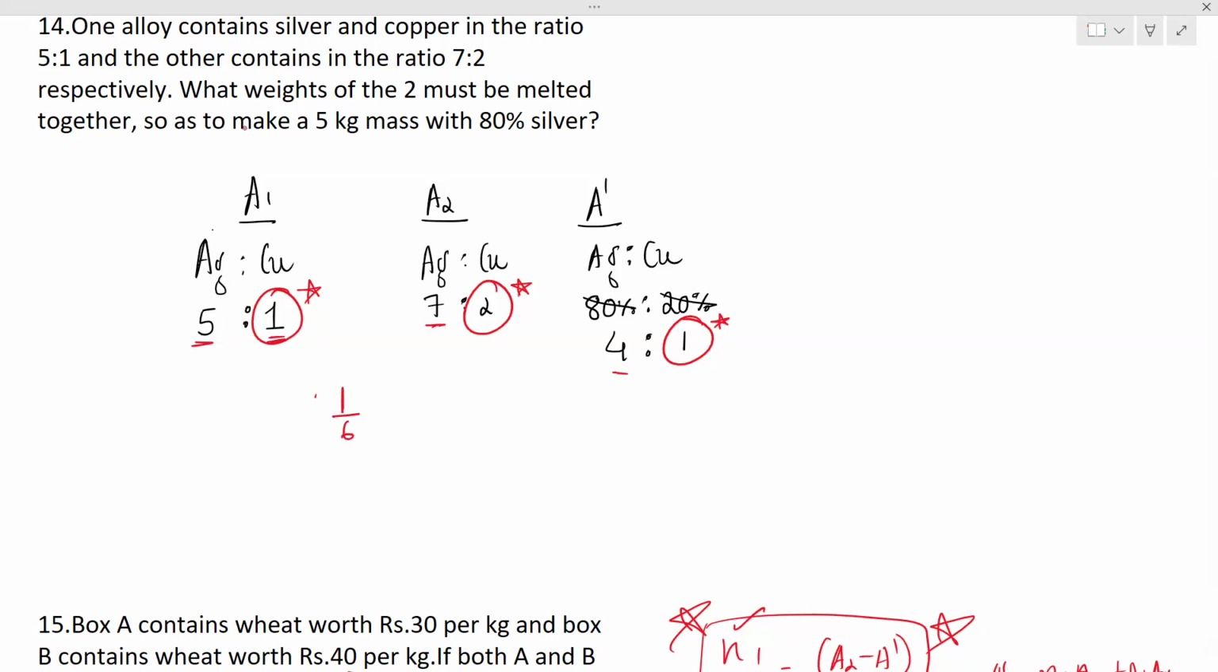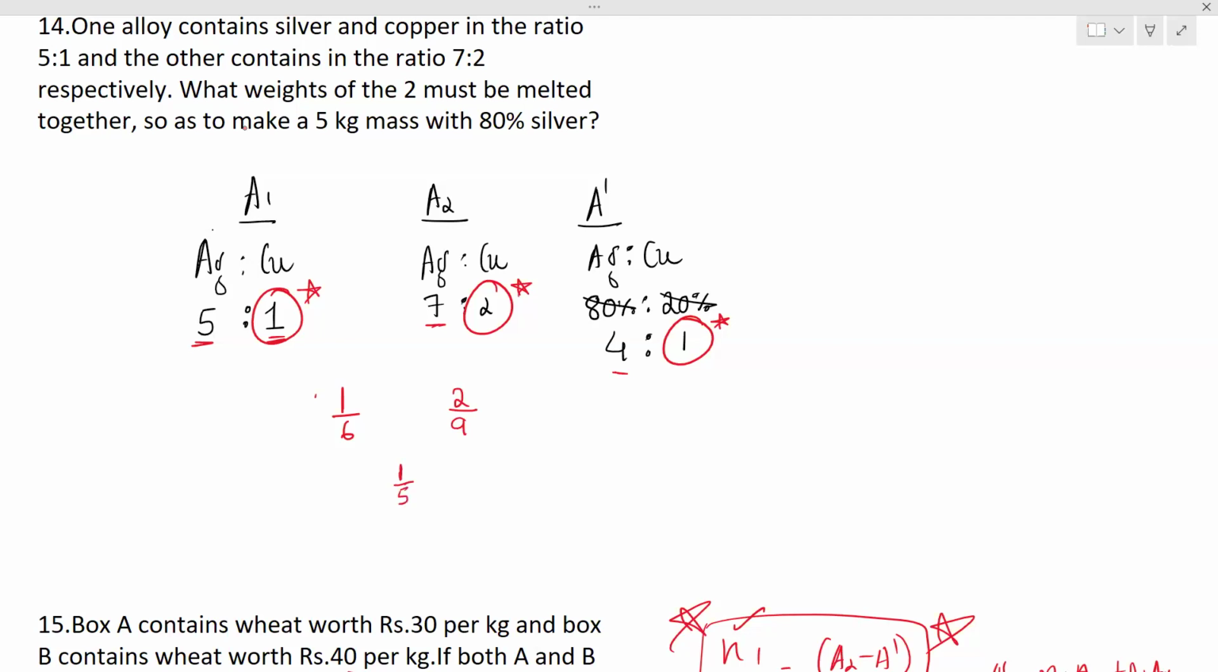What is the copper here? 2 parts out of total of how many parts? 7 plus 2, 9 parts. Out of every 9 parts, 2 parts will belong to what? Copper. Yeah. So what do I have here? Next, copper here in the combined mixture will be how much? 1 part out of total of 5 parts.